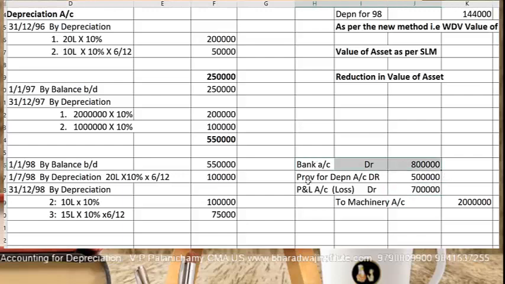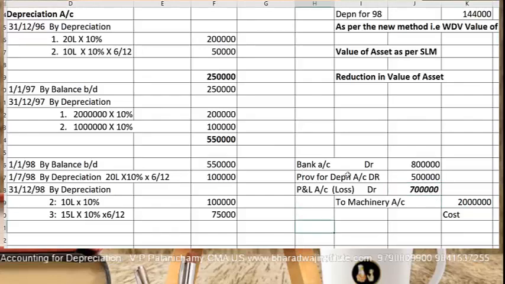So bank account debit 8 lakhs. Provision for depreciation account debit is nothing but accumulated depreciation on the asset sold. Simple. Whenever depreciation is charged, it goes to provision for depreciation account. Whenever you are selling the asset, you have to close that particular depreciation on the asset sold. To asset account, since the asset is recorded at cost, it will be credited at cost price, 20 lakhs. The balancing figure becomes which one? Loss on sale.